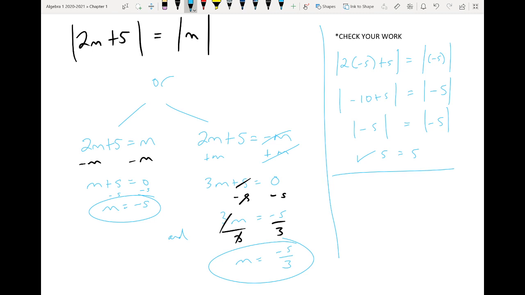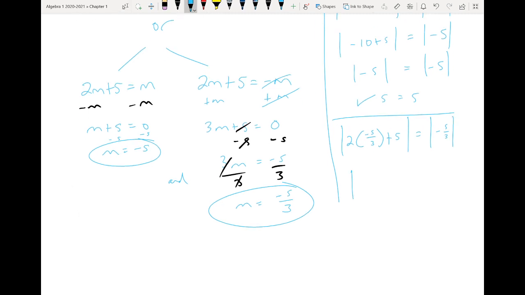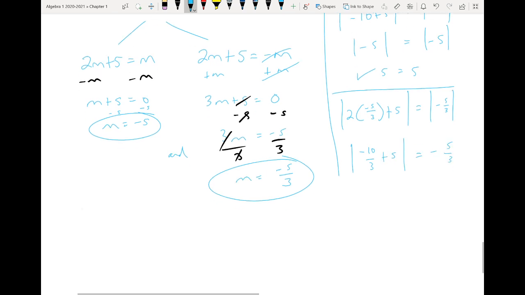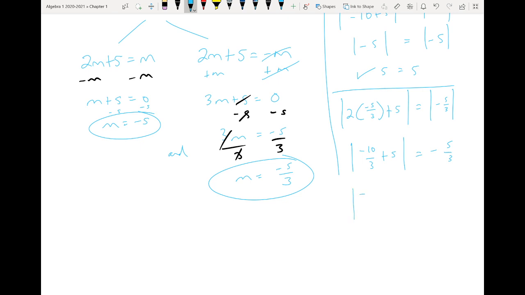The other one, negative 5/3. So I have 2 times negative 5/3 plus 5. And that's equal to the absolute value of negative 5/3, which, by the way, we already know that's going to be, right? So I have negative 10/3 plus 5 is equal to negative 5/3. Let's see what this winds up being. Positive 5/3. Positive. When this guy comes out, he becomes positive.